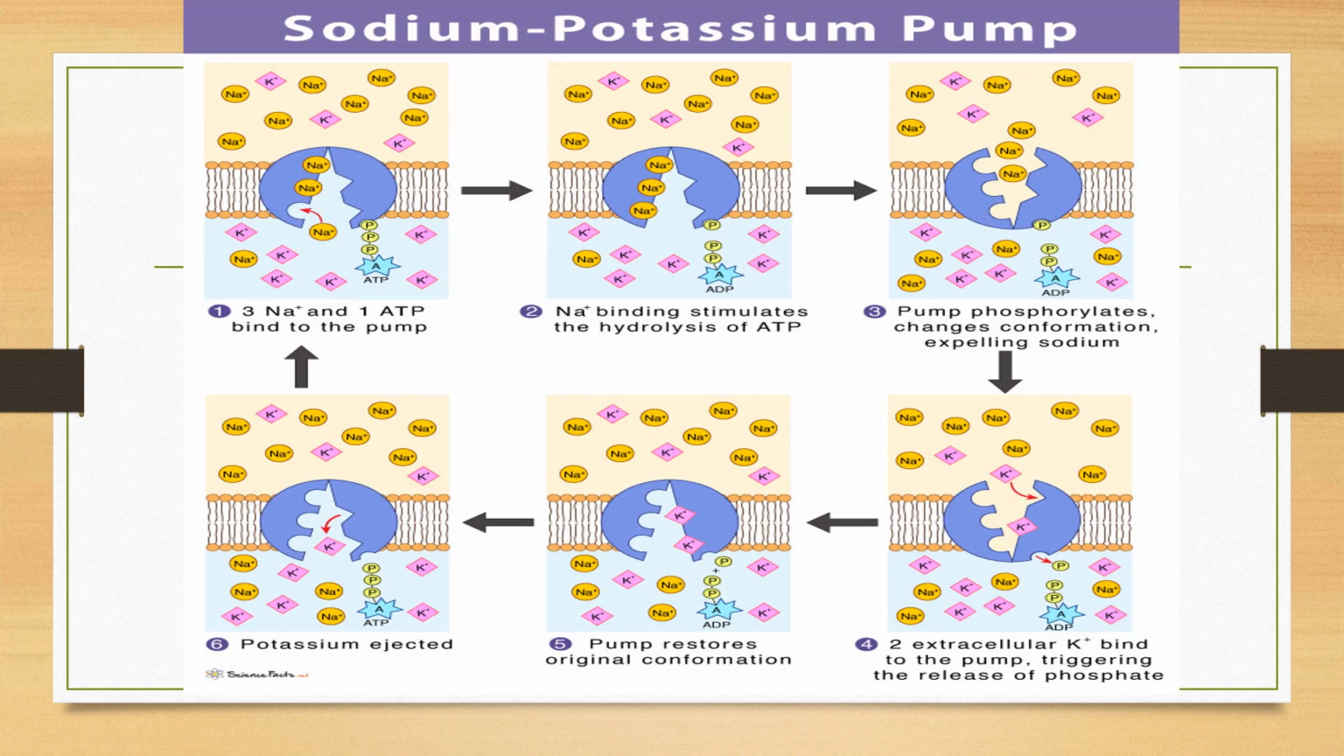So this diagram explains the detail or step-by-step procedure of how the sodium potassium pump works. So this is the sodium potassium pump. In the first step, as you can see here, 3 sodium ions and 1 ATP bind to the pump.